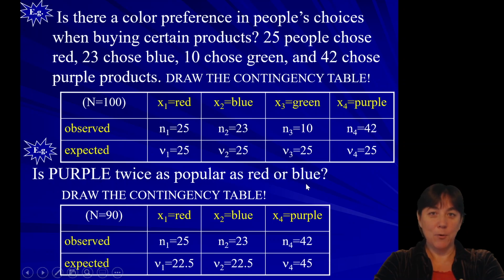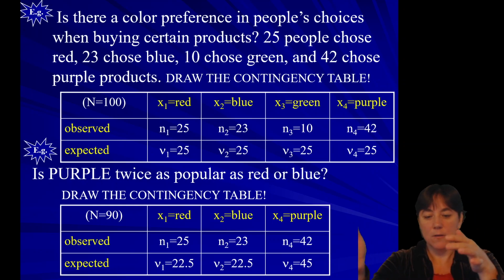Now I pose you another question. Is purple twice as popular as red or blue? This is a tricky question. In fact, you can solve it many ways. Here is one. So here I drew the contingency table as red, blue, and purple, because these are the categories. But now watch. Here on the expected values, I put twice as many in the purple slot as in blue or red. You could also make two categories, blue or red or purple.